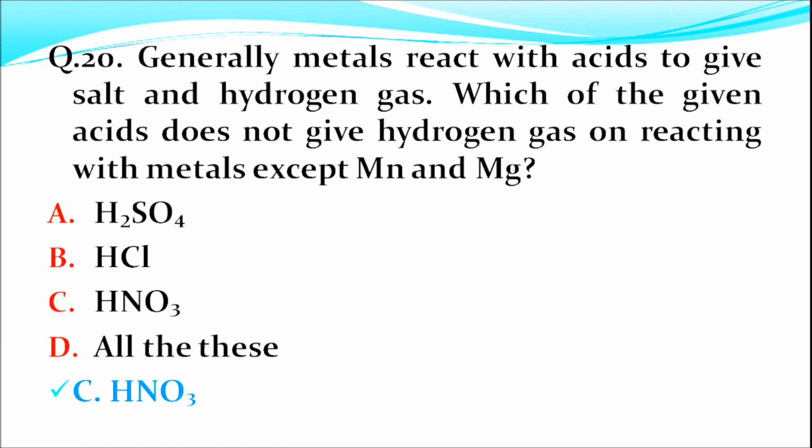Generally, metals react with acids to give salt and hydrogen gas. Which of the given acid does not give hydrogen gas on reacting with metals except manganese and magnesium? Option A H2SO4 sulfuric acid. Option B HCl hydrochloric acid. Option C HNO3 nitric acid. Option D all of these. Correct answer is option C HNO3. HNO3 does not give hydrogen gas on reacting with metals except manganese and magnesium.